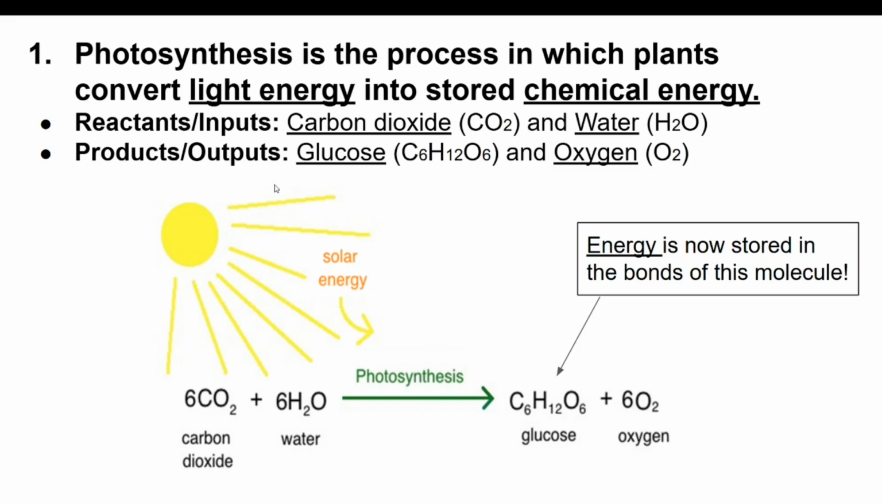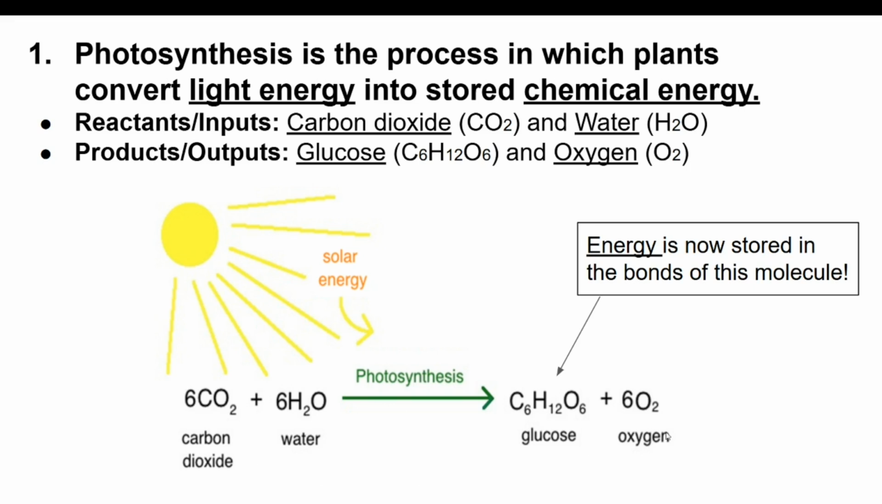Now, what do you need in order to get this photosynthesis started? Well, plants need carbon dioxide and they also need water. So those are going to be called the reactants. The reactants are also called the inputs. These are things that we need to input into the reaction. And then what do we get out of it? What's the output, or the products? The products are going to be glucose, which is a form of sugar, and oxygen, O2.